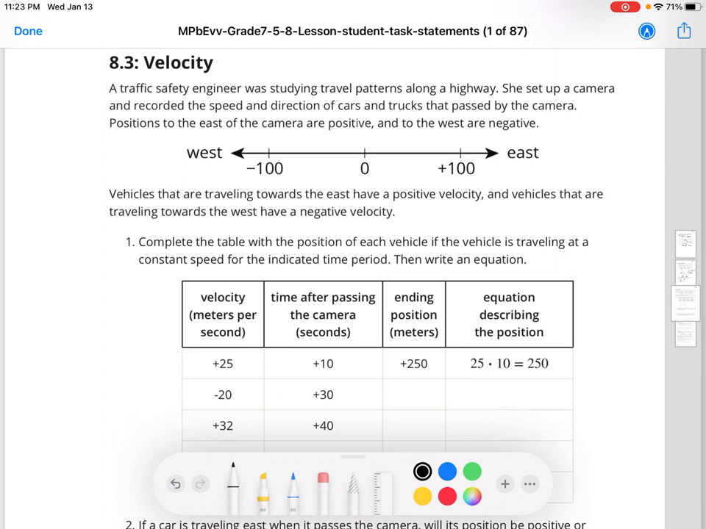So if a vehicle is traveling east, it has a positive velocity. If it's traveling to the west, then it has a negative velocity. So velocity is just your speed with a direction added. So if I say you're traveling 10 miles per hour, that's just your speed. But if I say you're traveling east at 10 miles per hour, that's your velocity.